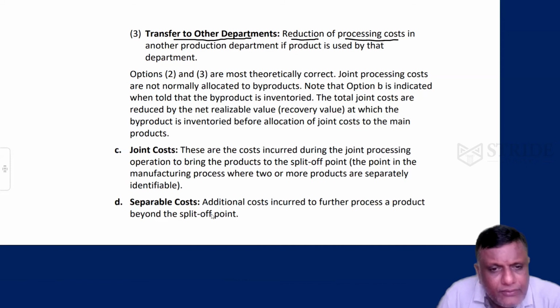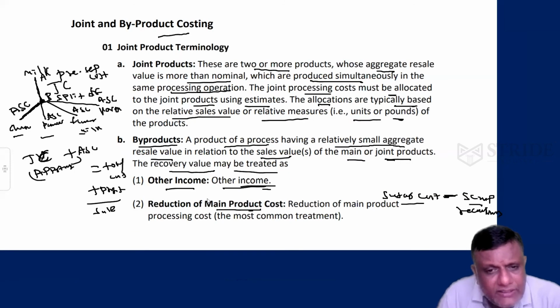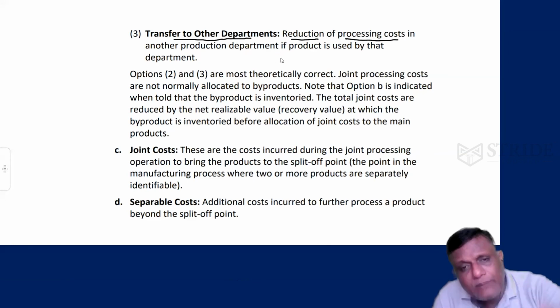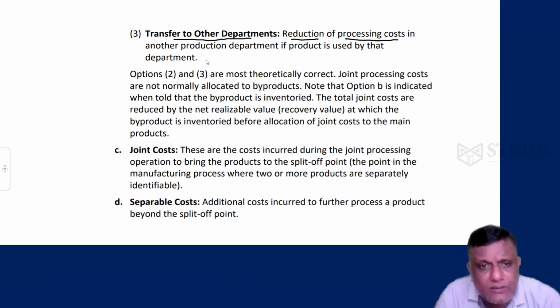But there are three ways the byproduct recovery value will be adjusted. Either it can be treated as other income, or for the main product, it is going to be reduced. The recovery value of the byproduct will be recovered. Scrap of byproduct will be reduced. Recovery value reduced from the sugar cost or the main product cost. Number three, sometimes the scrap will be transferred to other department. The other department, they sold the things. Of other department cost, the recovery value can be adjusted. That's it. So these are the options available. Any one of the methods you can use.